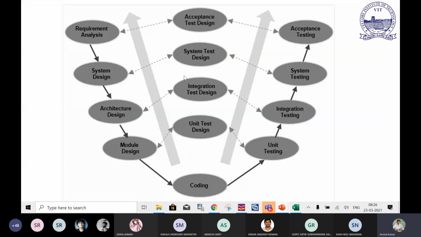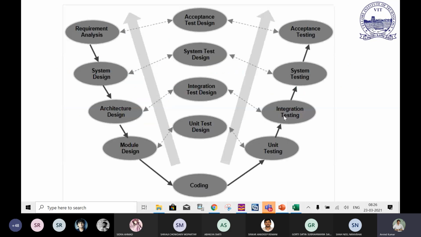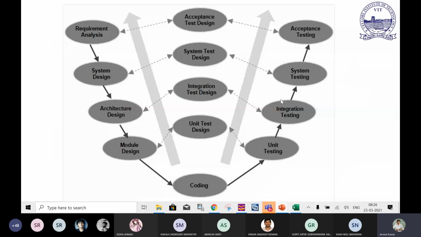The same thing you can see here, more simplified or elaborated in a different block diagram. In the V model design, the first phase is design. Under this section of the V-type model, the corresponding testing phase of the development phase is planned in parallel. If you can bring your block diagram to your mind, you can understand this. So parallel testing is available here. Verification phases are on one side of the V and validation phases on the other side. Verification is this one side, and this is the other side.